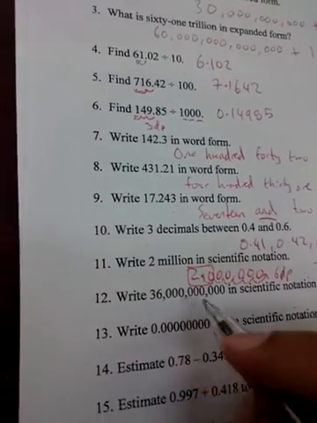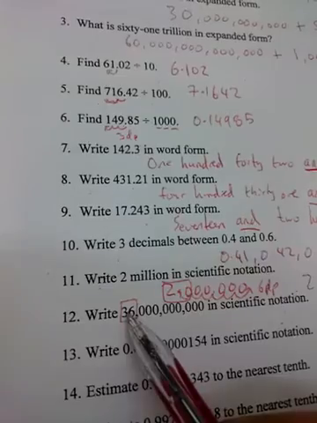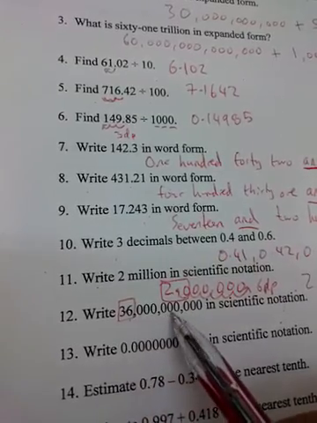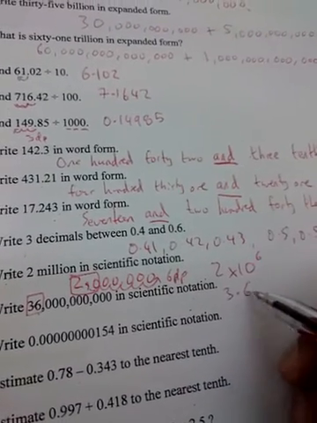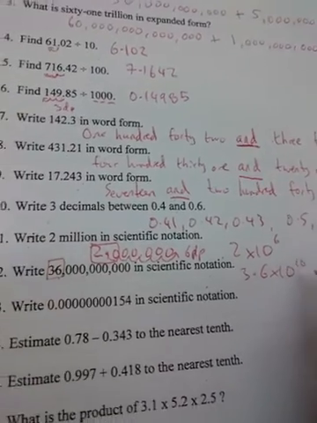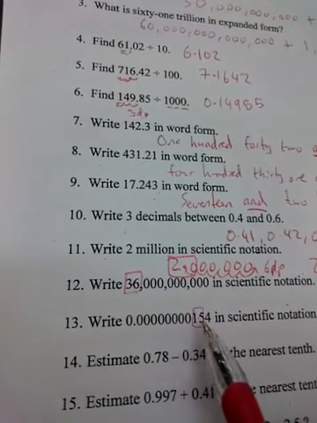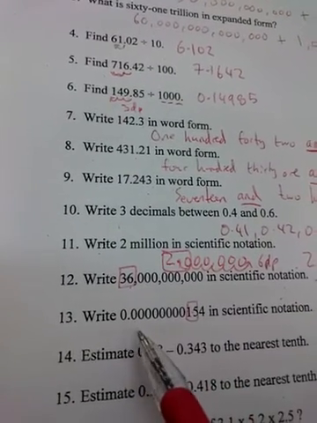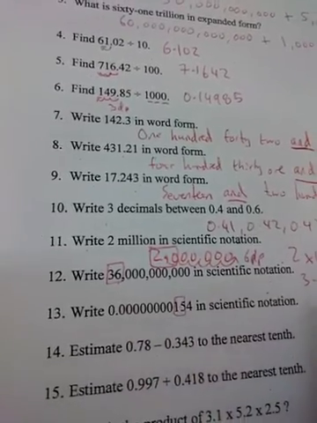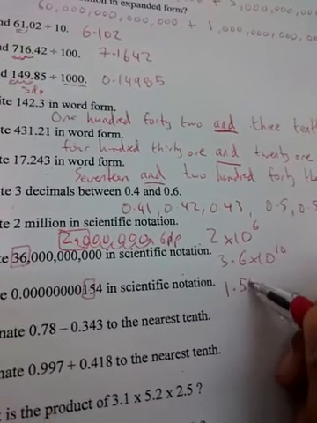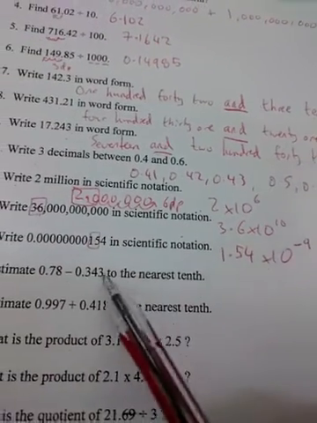Let me show you another example with 36 billion. We need the decimal place to go between the 3 and the 6. How many times does it move? 1, 2, 3, 4, 5, 6, 7, 8, 9, 10 times. So it becomes 3.6 times 10 to the 10. And again, for this one, we need the decimal place between the 1 and the 5. So let's count from there to there. 1, 2, 3, 4, 5, 6, 7, 8, 9 times. So it becomes 1.54 times 10 to the negative 9. This time it's a negative 9 because we moved it in the opposite direction.